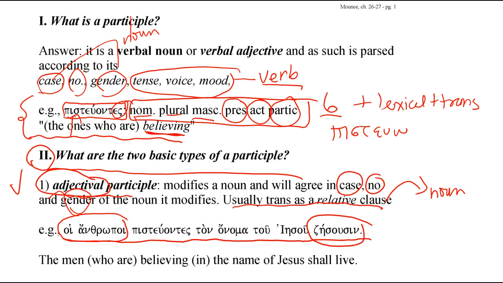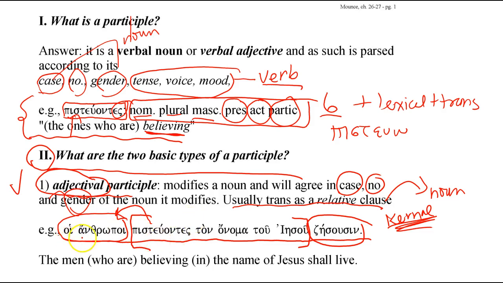They will live. All right. So the men will live is what we call the core or kernel sentence. This is the core kernel sentence. This is the main sentence. And this phrase is what's modifying the men. And pisteuontes, and you'll learn to recognize the forms once we go over it.